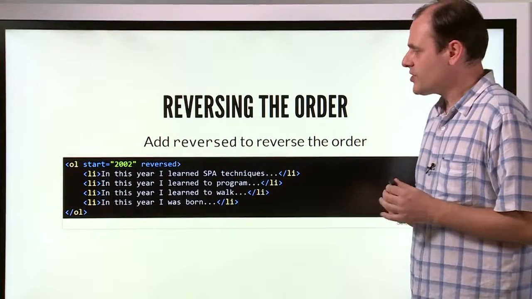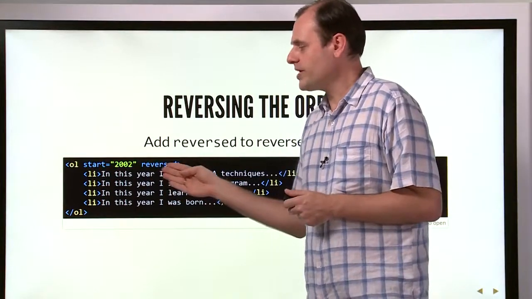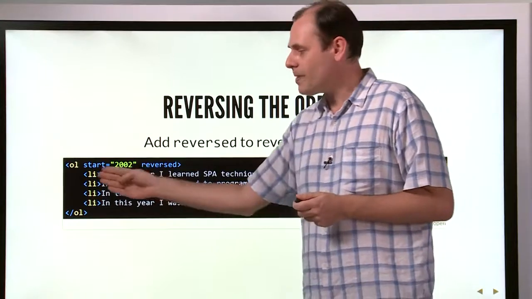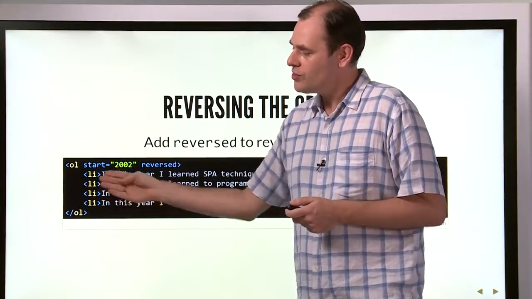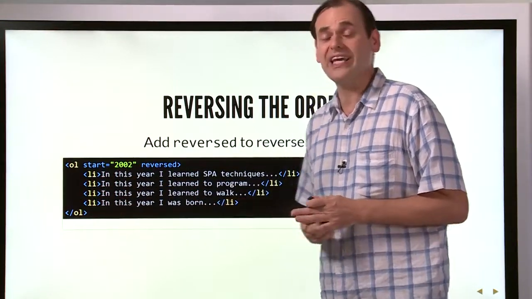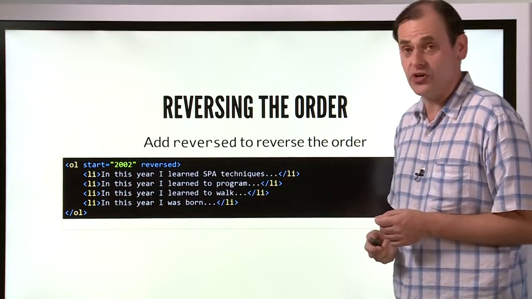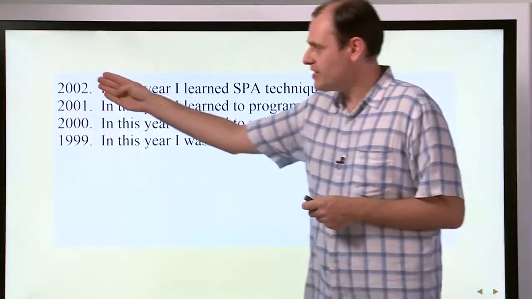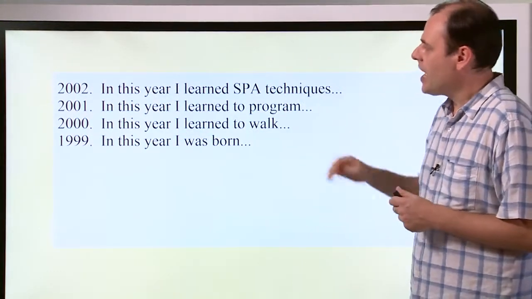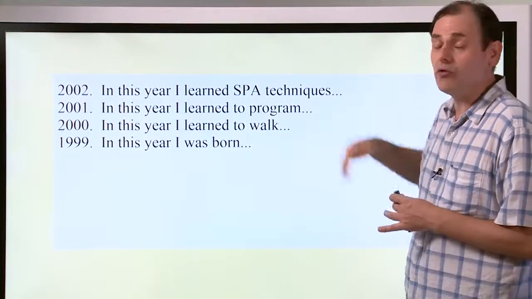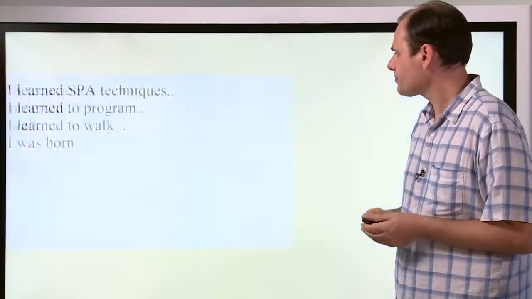So we can fix the start number, and also we can do other things, like we could reverse the list so that it goes backwards. So it's 2002, 2001, 2000, and it goes down. It begins counting down because I added the word reversed. So here it's counting down because of the word reversed. I also, for this particular example, swapped the order of those list items.